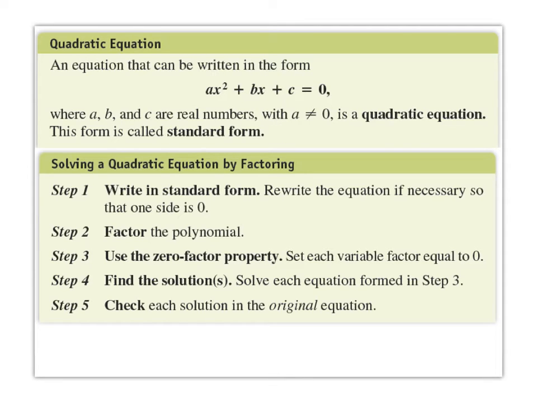You're going to set each variable factor equal to 0. Step number 4 is to find the solution or solutions. Solve each equation formed in step 3. In step number 5, we check each solution in the original equation.